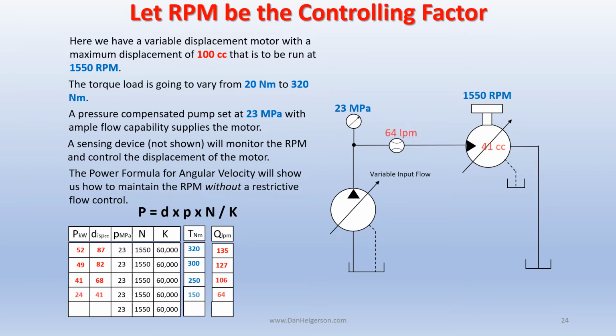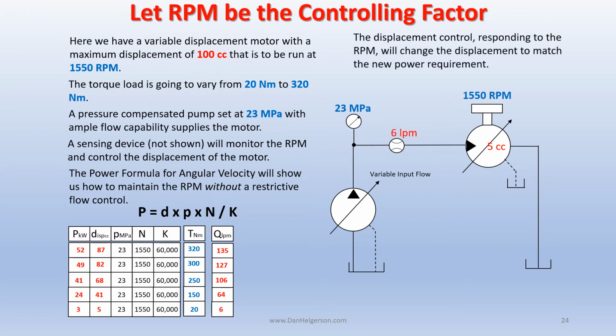And as we can see, as we move down the list here, we finally get down to a torque of 20 Newton meters. I'm only using 3 kilowatts of power. My displacement has dropped all the way down to 5 cc's, and I'm only drawing 6 liters per minute from the source. I have been able to, with the use of the displacement control, responding to RPM, change the displacement to match the new power requirement.